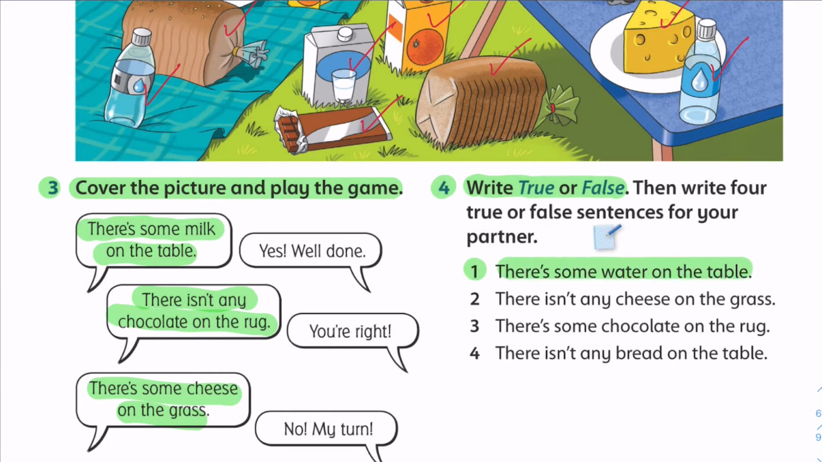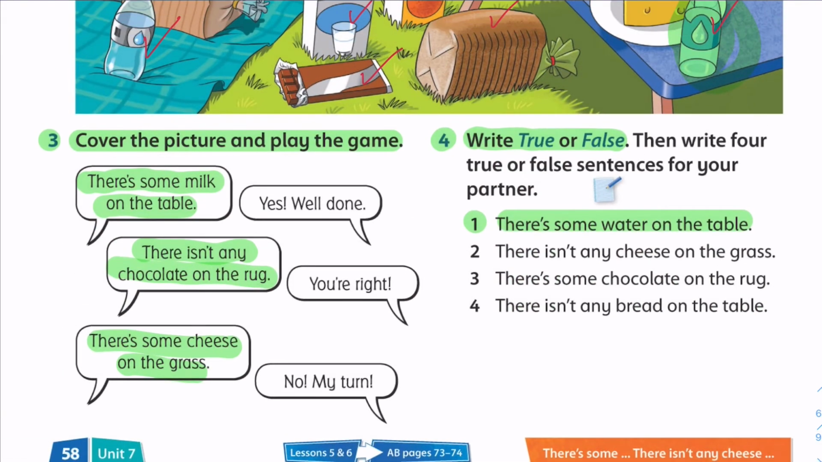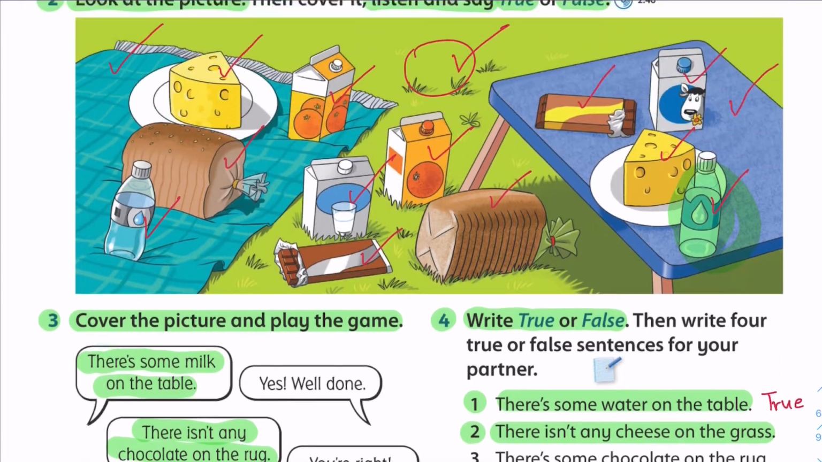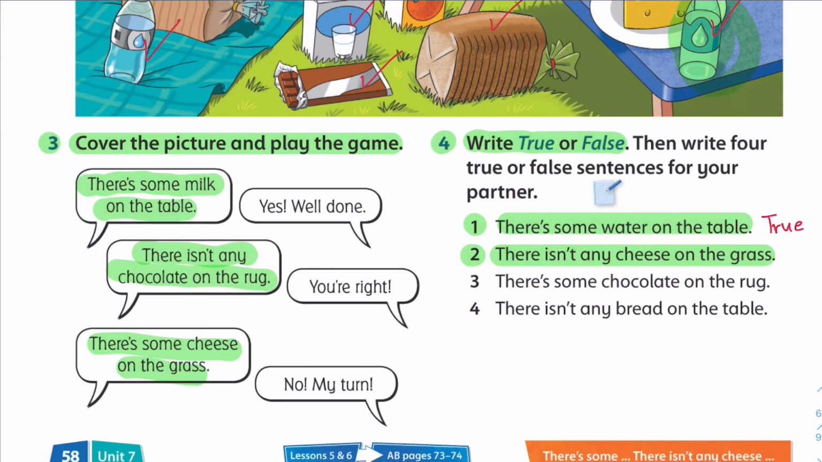Number 1, there's some water on the table. Now let's take a look at the picture. We can see that it's true. There is some water on the table. So let's write true. Number 2, there isn't any cheese on the grass. Let's take a look at the picture. It's true. There isn't any cheese on the grass. Let's write true.